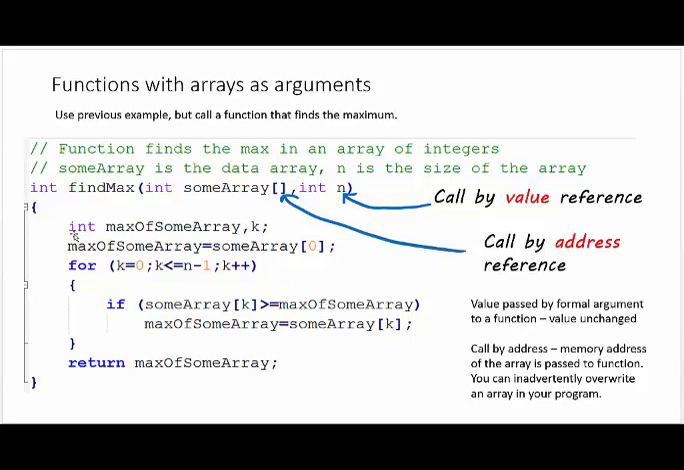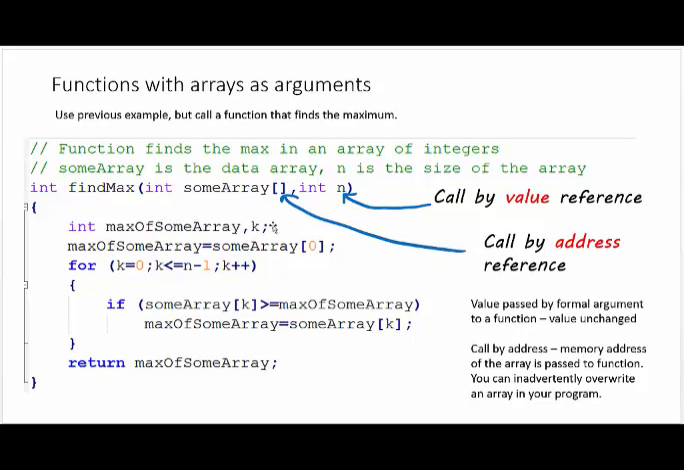So I want a maximum of some array, and I don't really know anything about this array except that it's integers, and I know how big it is because maybe my main program figured out how big it is. But I want to find the maximum of it, so I need to find some max. So I declared a variable that's local. Remember, it's only local to this function. Max of some array has no meaning outside of this function. It would not be recognized.